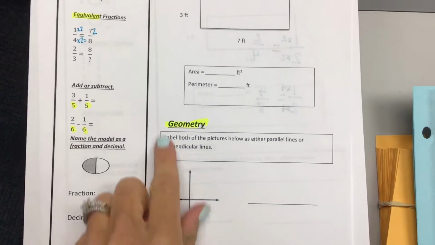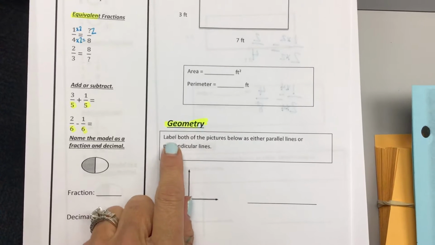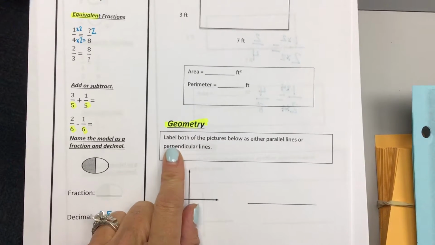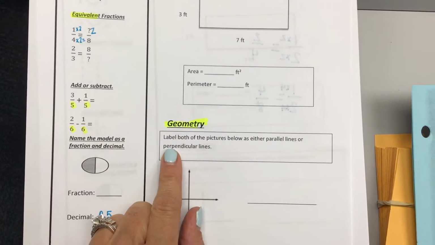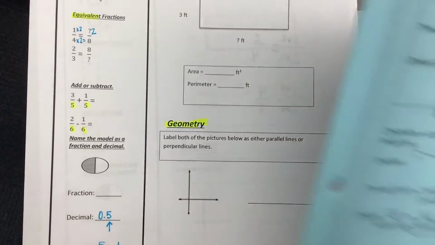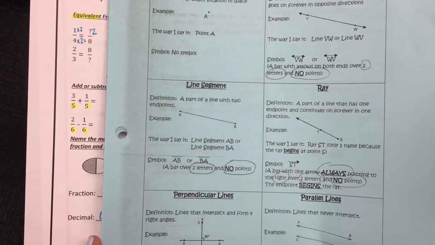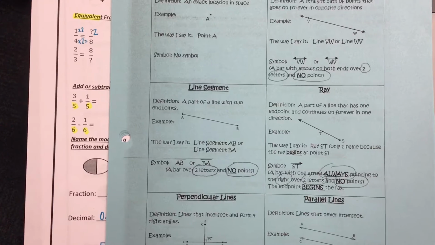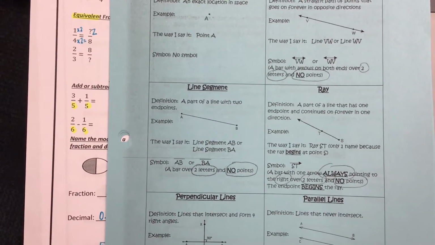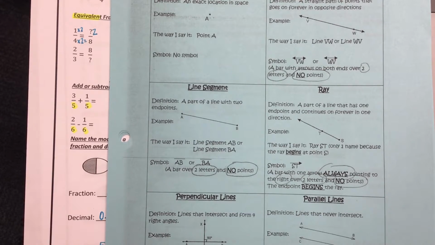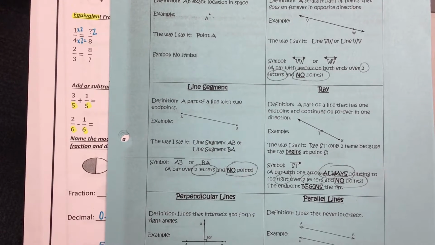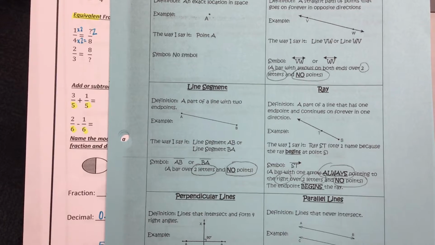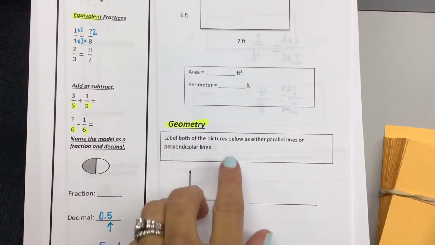You will see geometry every other week on your spiral. So we won't have it next week, but we will have it the next week. This blue reference sheet, I still have a couple of other voices I'm hearing. I still see some people not sitting up nice and tall at their desk with their pencil in their hand or their highlighter. Okay, you should have highlighted the word geometry.